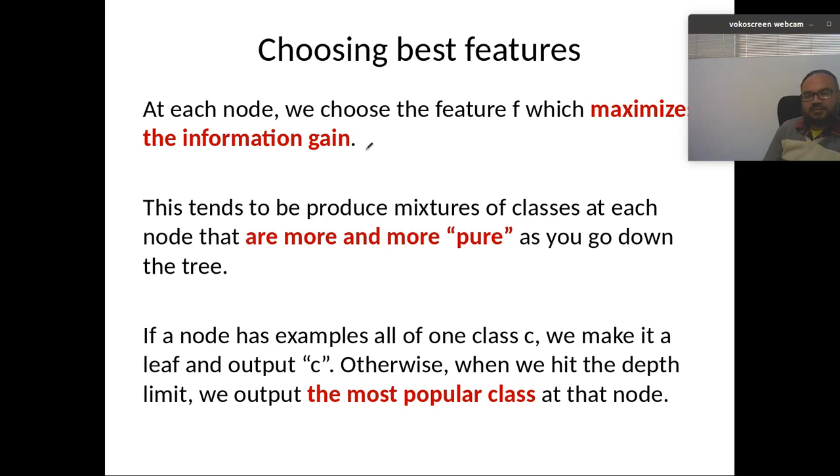Okay, so at each node we choose the feature f which maximizes the information gain, and this tends to produce a mixture of classes at each node that are more and more pure as you go down the tree. So with each split, there would still be a mixture of classes on the node, but they would become more and more pure as we go down the tree. If a node has examples that all belong to class C, we make it a leaf node and output C. Otherwise, when we hit the depth limit, we output the most popular class at that node. And if we are not at the depth limit, we can keep on partitioning the remaining data based on the same feature or other features.